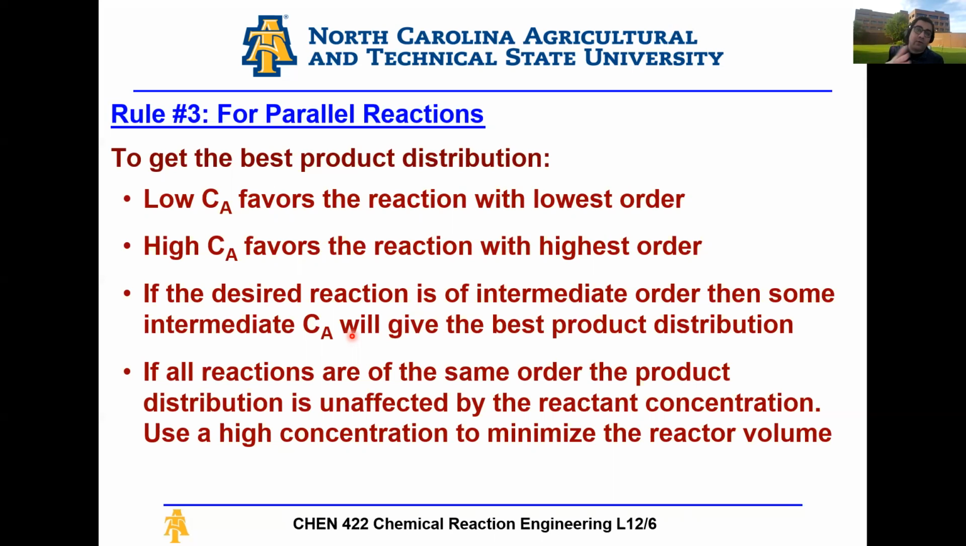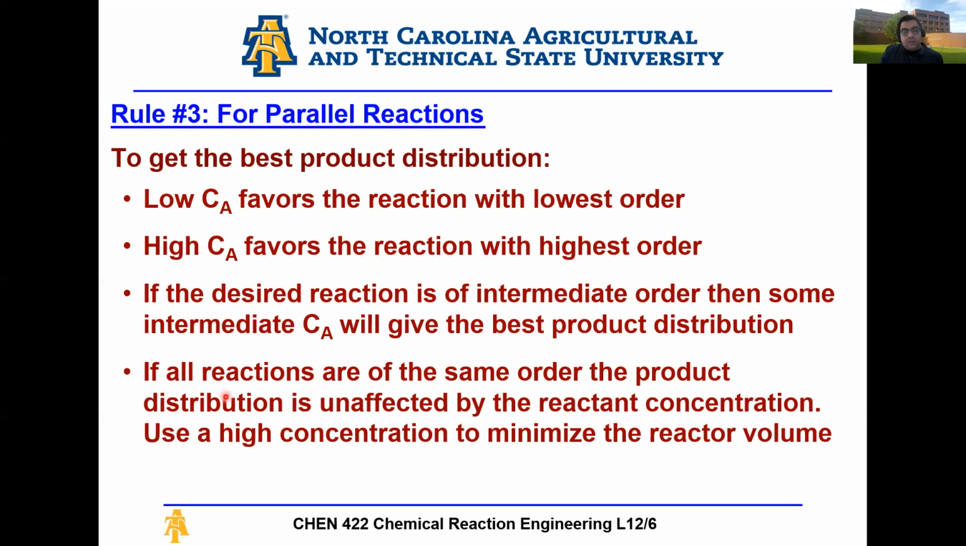If Ca is very low, you're going to favor the lowest order reaction, which is A goes to R. So you want to keep it somewhere in the middle. The exact value of where you keep Ca in the middle will really depend on your k values, or your kinetics. So now you need to maybe write your equations and start doing some math and see if Ca is greater than this and this, then this will happen, and look at your different cases.